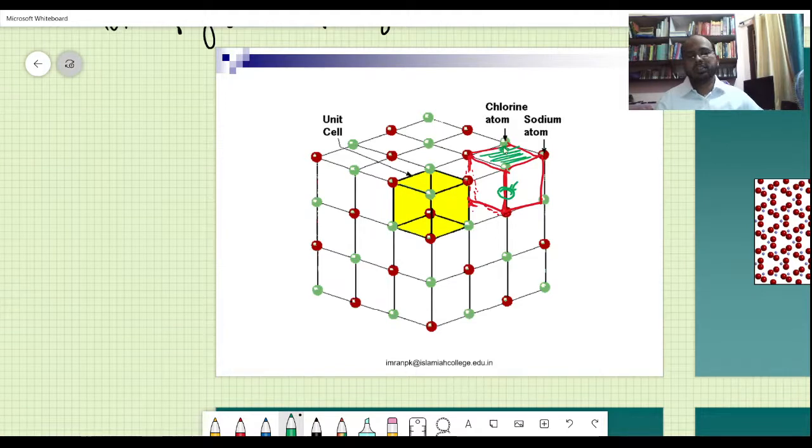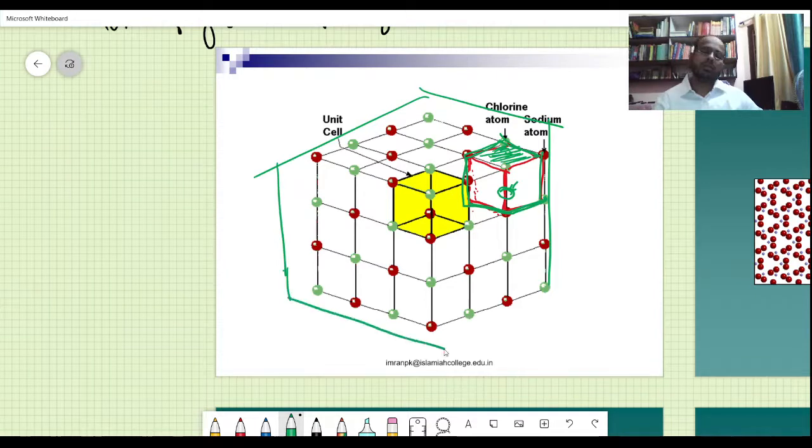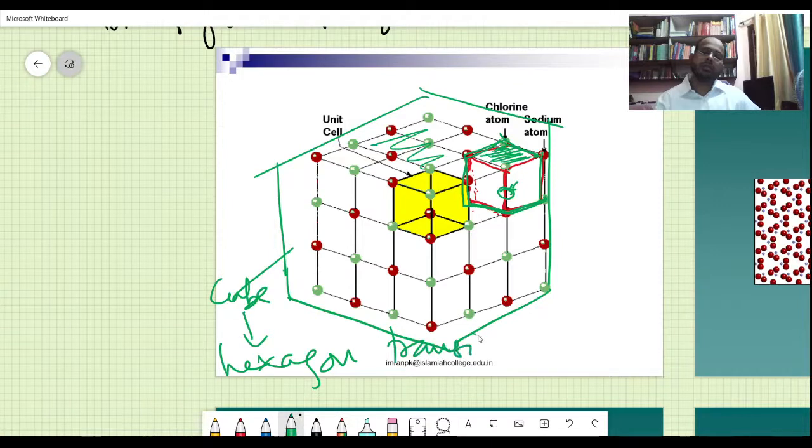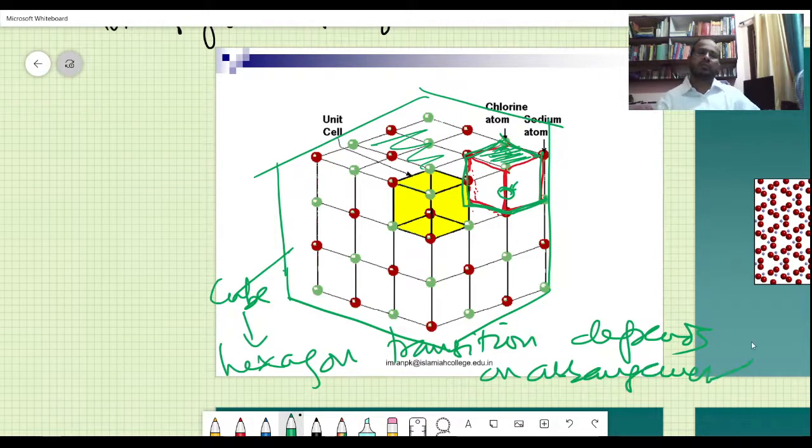If this face is visible, remember, if this top face is visible, then this particular hexagon is coming into the picture. And that is true for this also. You get a hexagon there. When you make this layer disappear, it becomes a cube. Cube to hexagon transition depends on the arrangement. Cube to hexagon depends on the arrangements.